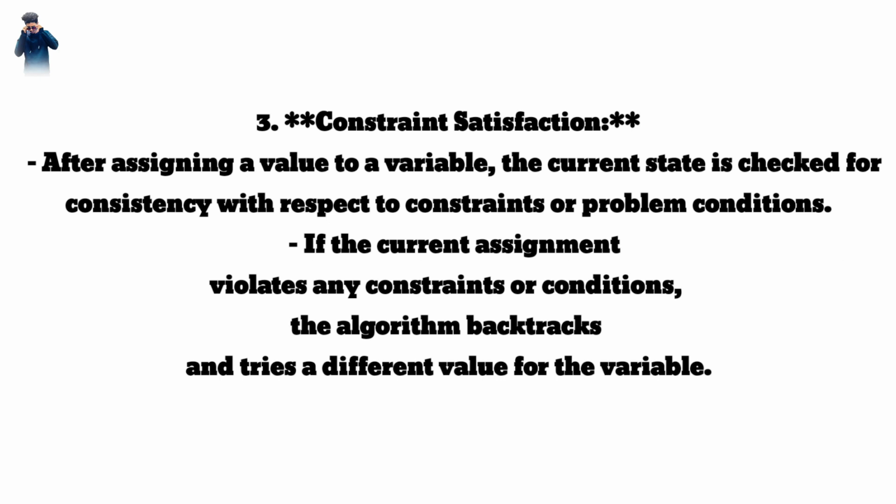3. Constraint satisfaction. After assigning a value to a variable, the current state is checked for consistency with respect to constraints or problem conditions. If the current assignment violates any constraints or conditions, the algorithm backtracks and tries a different value for the variable.